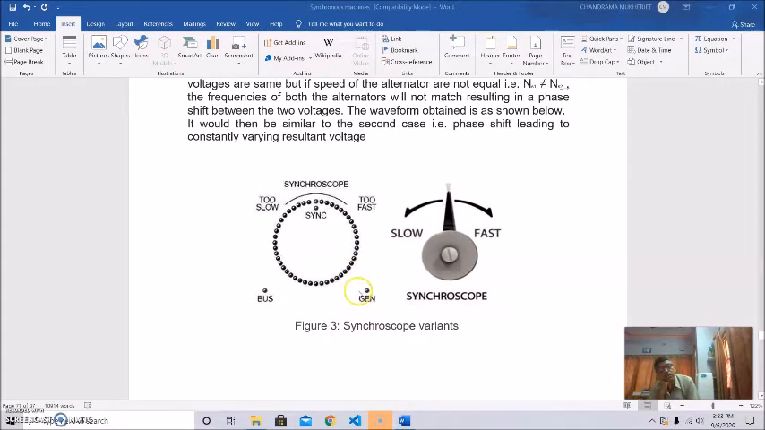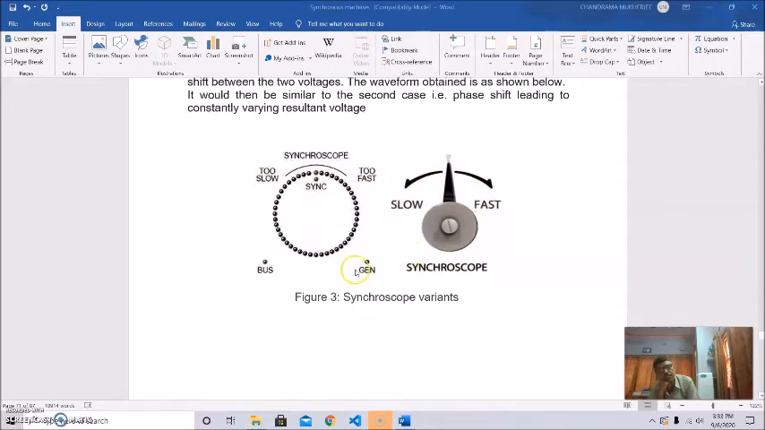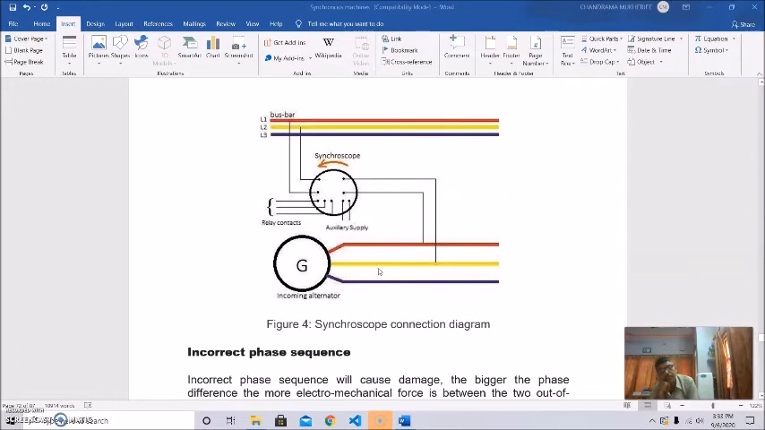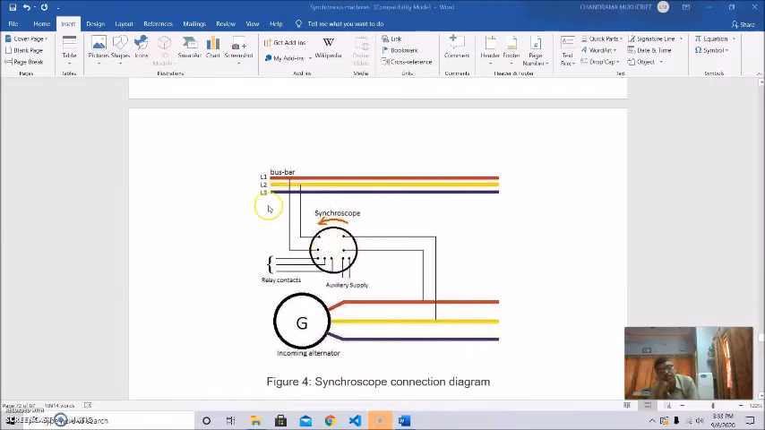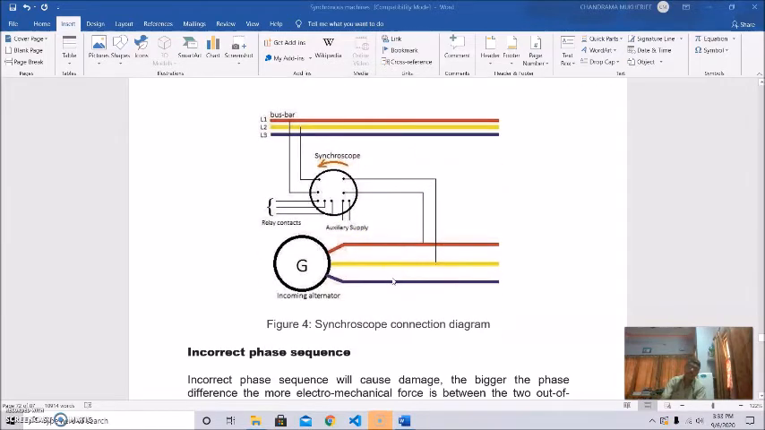So this is the synchroscope. This is too slow, this is too fast, this is slow, and this is fast. Okay, this is the busbar, and this is the generator. Now the synchroscope connection diagram. This is the connection diagram. This is the synchroscope, these are the relay contacts, and these are the auxiliary supply, and this is the incoming generator. Okay, so this is the connection diagram.